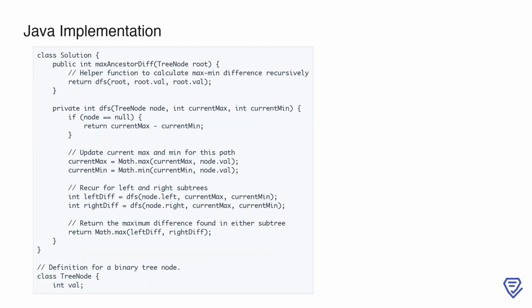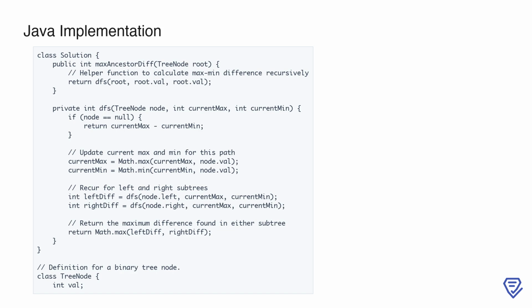Here, we define the max_ancestor_diff method, which calculates the maximum difference between a node and its ancestor in a binary tree. The solution uses a helper function, DFS, to traverse the tree recursively. The DFS function takes three parameters: the current node, the current maximum value, and the current minimum value along the path. At each step, we check if the current node is null.